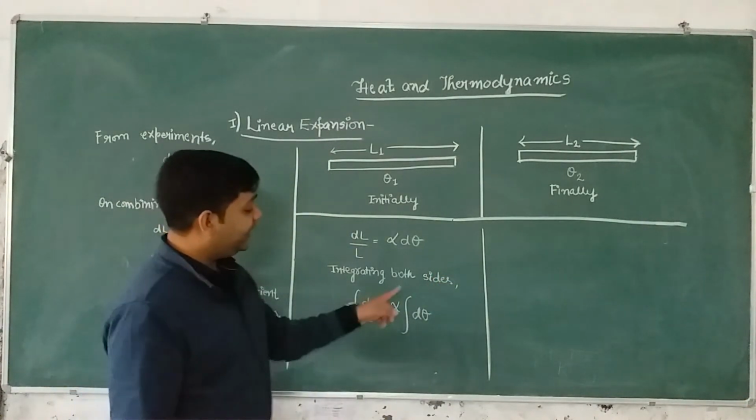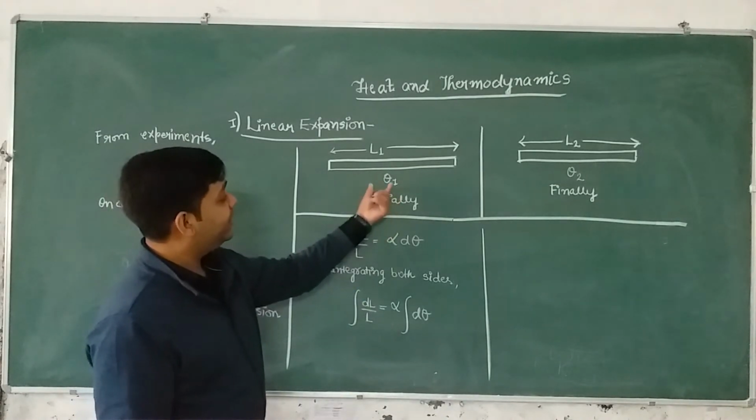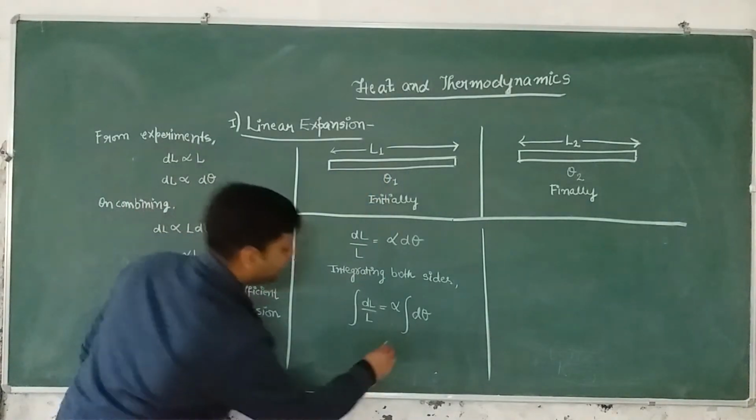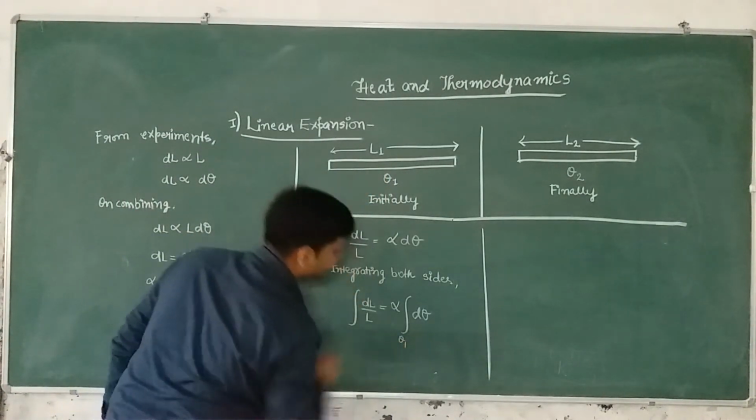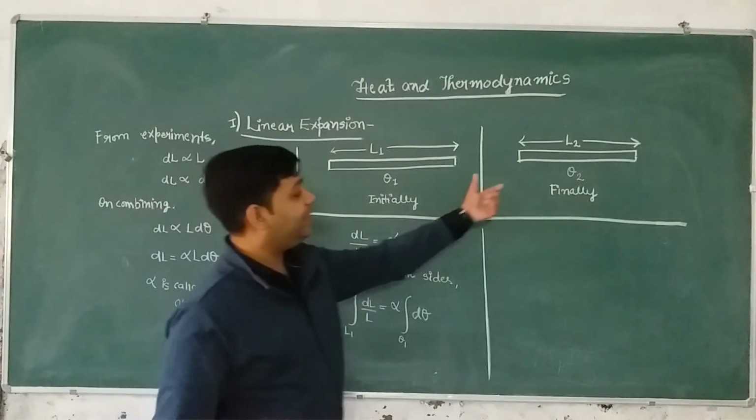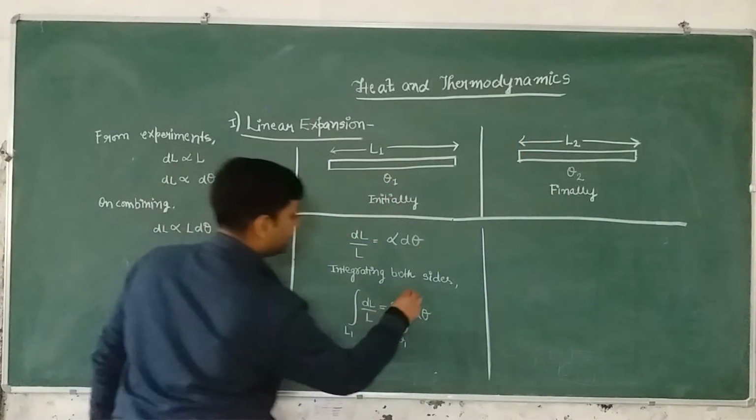Now I need to put the limits of this integration. So if you see initially at temperature theta 1, the length of the rod was L1. So at temperature theta 1, the length of the rod is L1. And finally at temperature theta 2, the length of the rod is L2.